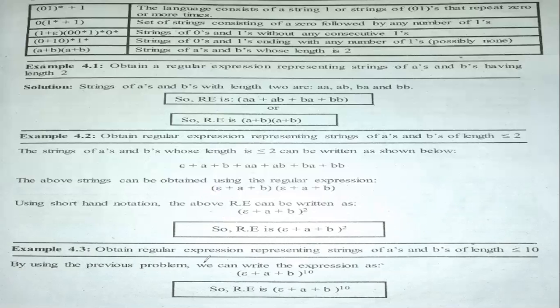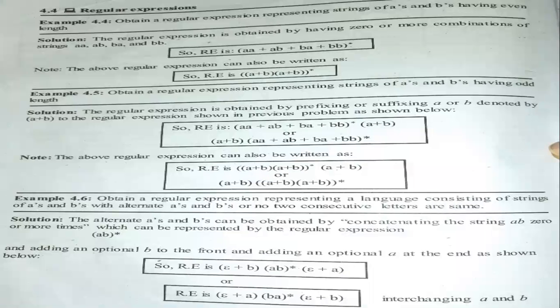Obtain a regular expression representing strings of A's and B's of length less than or equal to 10. Please remember this problem. Because for the less than or equal to 2 condition, what we got was the whole to the power of 2. If it is less than or equal to 10, it should be whole to the power of 10. That's it. So that is question number 3. Now we'll go for the more complicated version of the problem. Problem number 4: obtain a regular expression representing strings of A's and B's having even length.